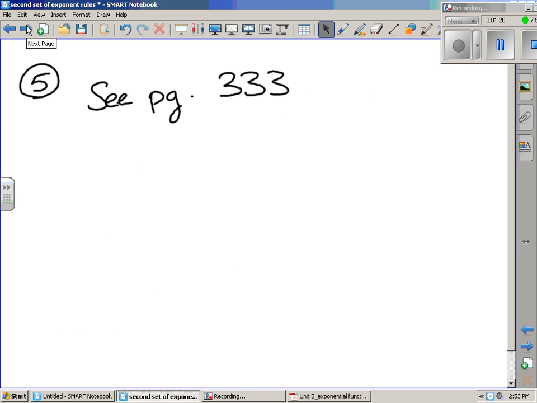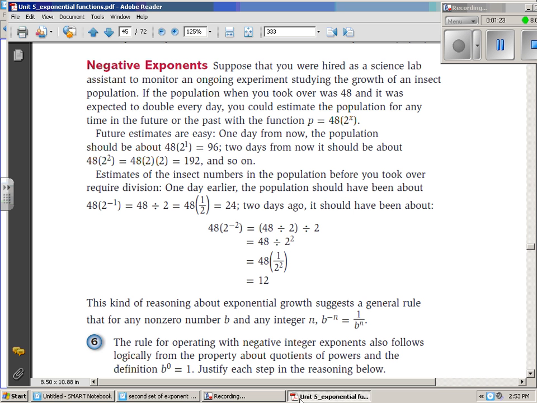Now we're going to look in our books at page 333, and I'm going to pull this up on the screen. We're going to read it together, and we're going to discuss it. Negative exponents. Suppose that you were hired as a science lab assistant to monitor an ongoing experiment studying the growth of an insect population. If the population when you took over was 48, and it was expected to double every day, you could estimate the population for any time in the future or the past with the function p equals 48 multiplied by the quantity 2 to the power of x.